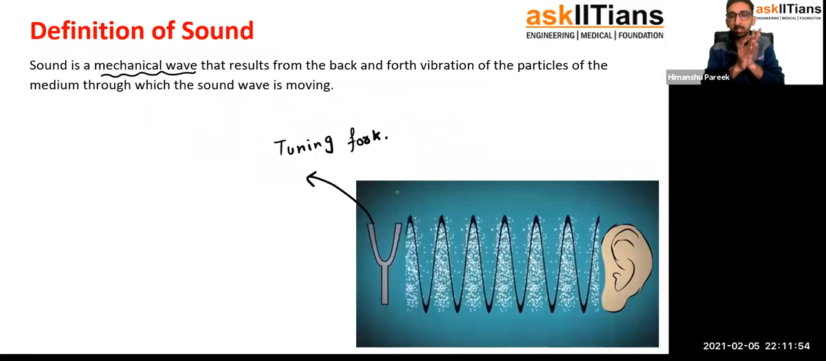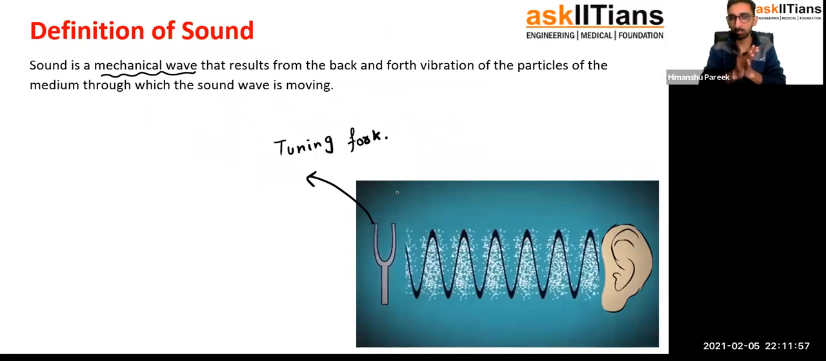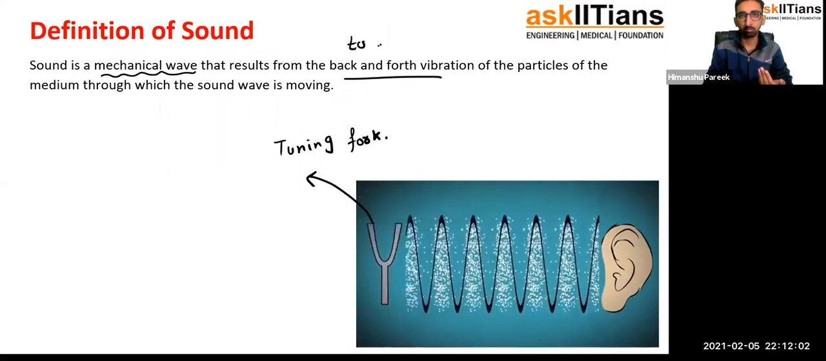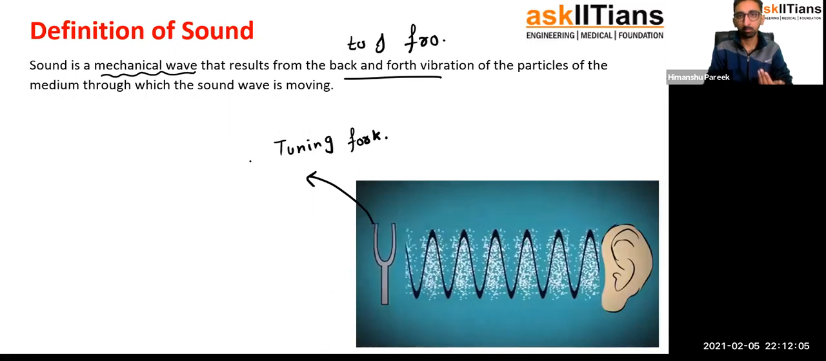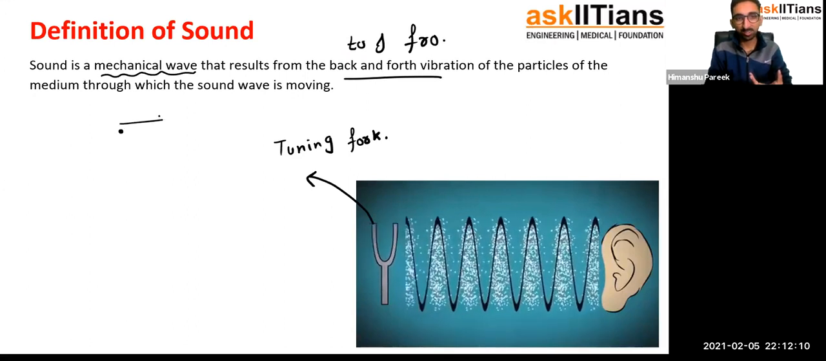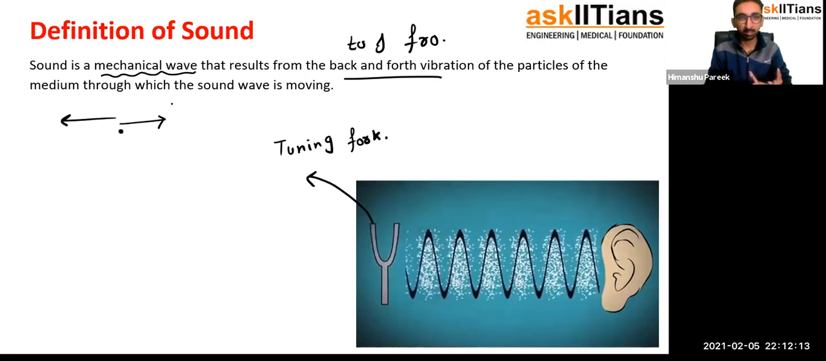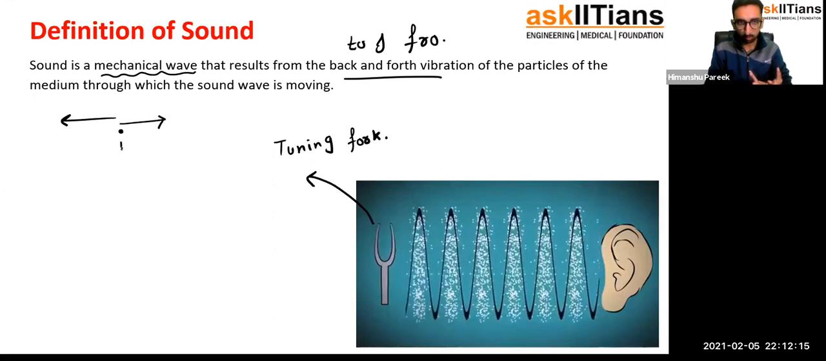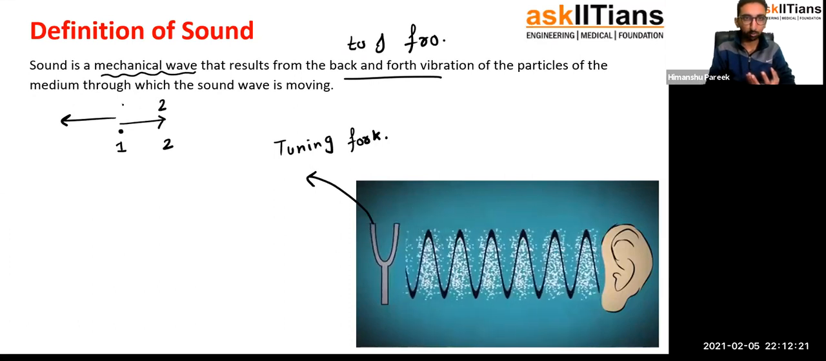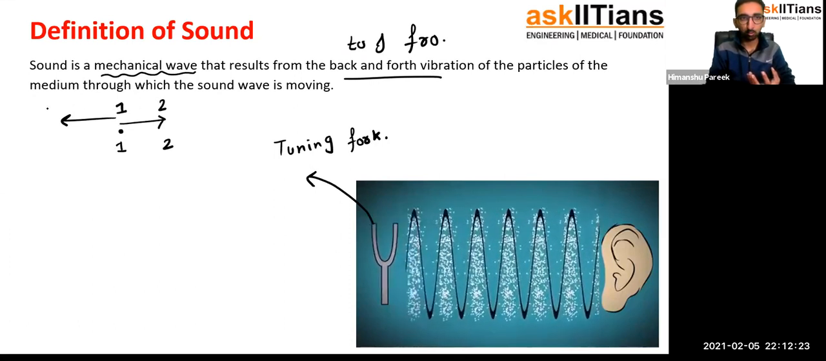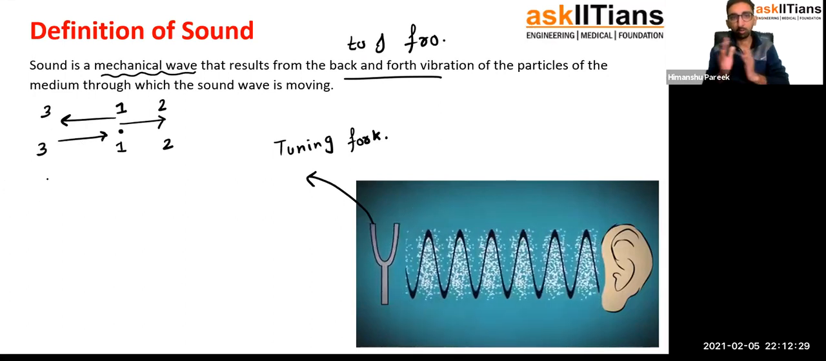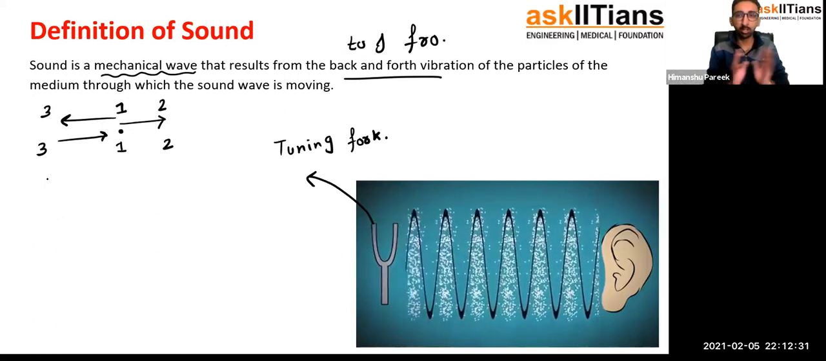So medium particles are vibrating at their own position, right? So the back and forth motion, or to and fro motion, right? Not frog, it's fro. So the particle goes back and forth. First the particle goes from 1 to 2, then comes back from 2 to 1, and then goes from 1 to 3, and then comes back from 3 to 1. All right. So 1 to 2, 2 to 1, 1 to 3, 3 to 1.